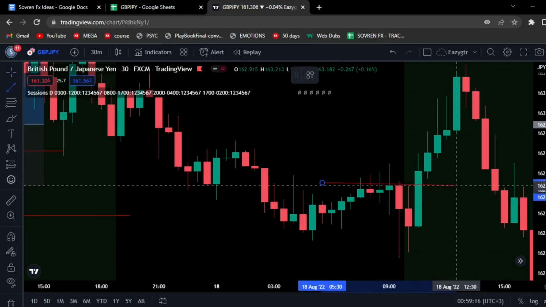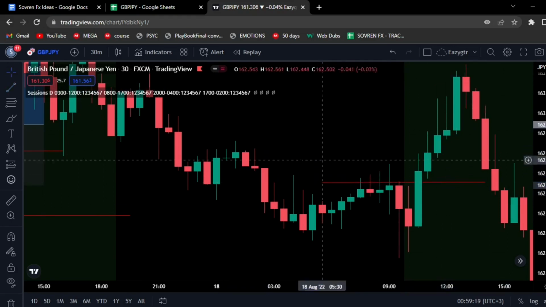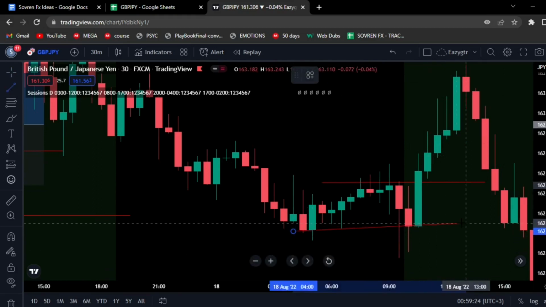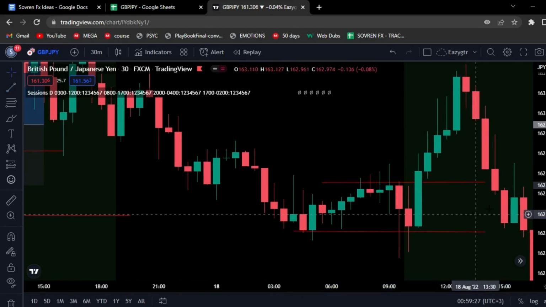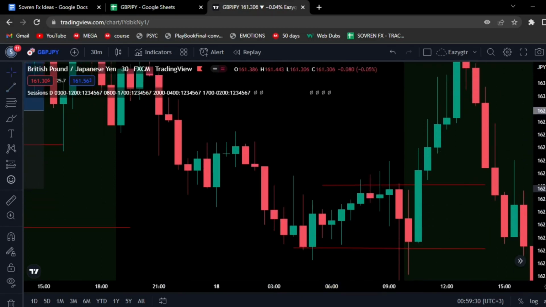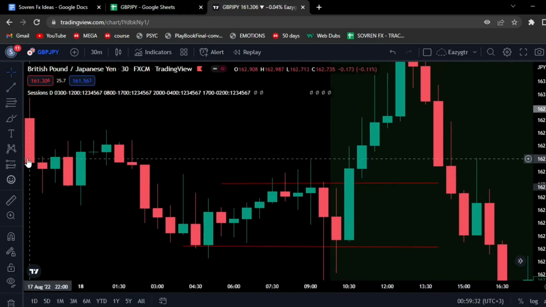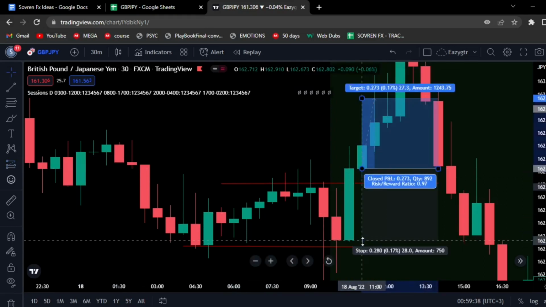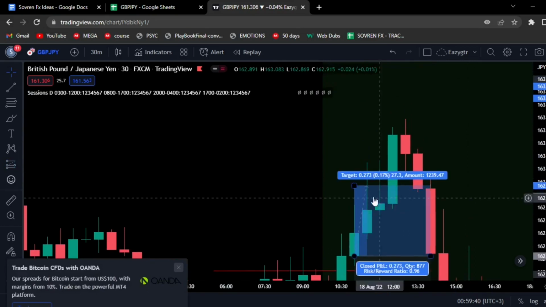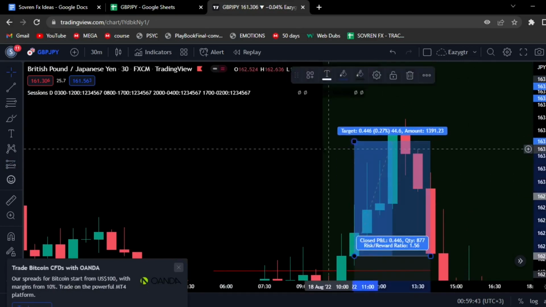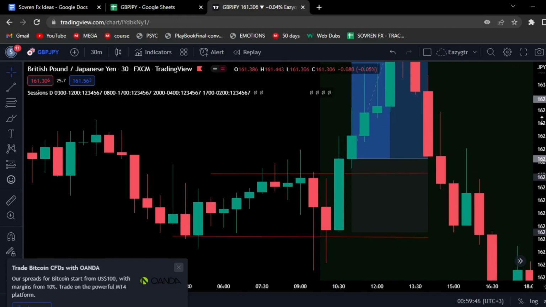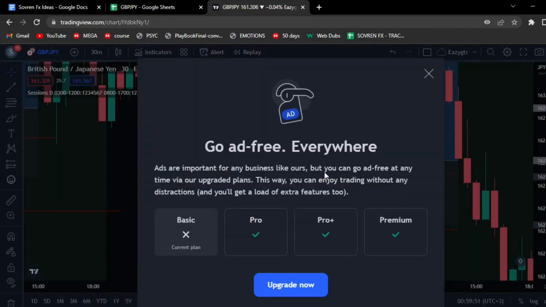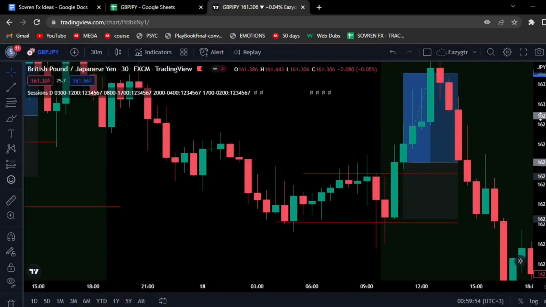So before London, have your resistance drawn out, perfect. Have your support below, perfect. You don't want to enter a trade before you get a closure. So here you have your closure, long position, stop loss 28 pips, take profit 40 pips. This is easy pips, bro. It can't get any simpler. I'm not gonna lie to you, it can't get any simpler.